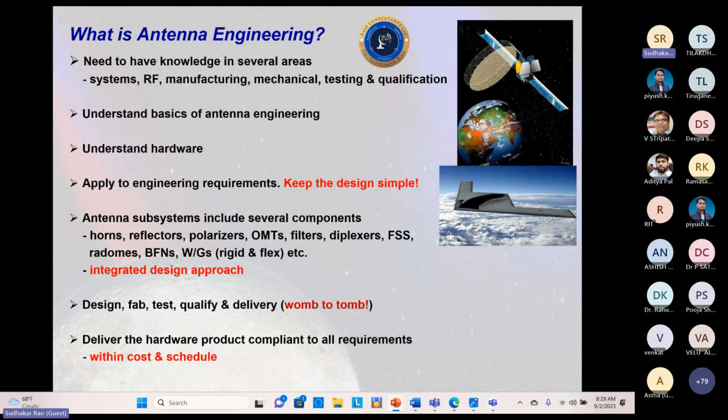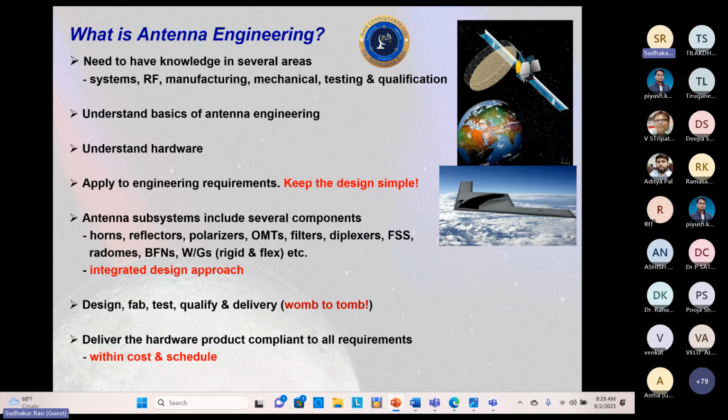Manufacturing is important because there are a lot of ways you can manufacture a given hardware. So you need to understand the tolerances, whether you want to do 3D printing, or electroforming, or machine on the lathe, or there are other methods as well. Mechanical engineering is also needed, because you need to interface with mechanical engineers.